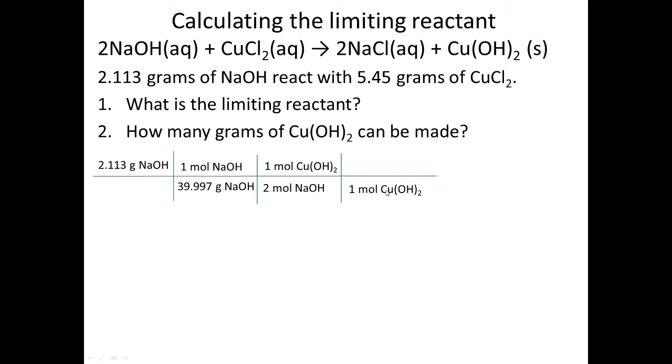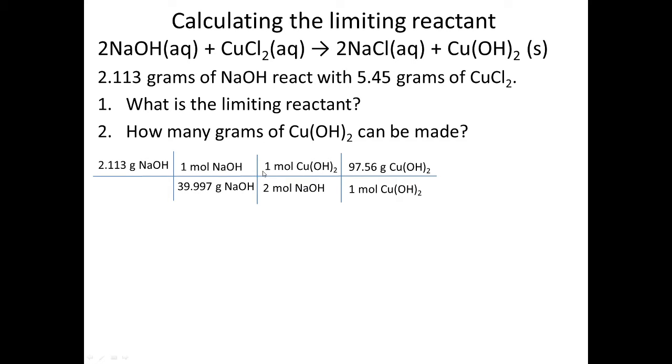I added up the molar mass of 1 copper, 2 oxygens, and 2 hydrogens, and I got 97.56 grams of copper hydroxide in 1 mole. So I'm going to go through and do the whole calculation. Take my 2.113 grams, multiply by 1, nothing happens, you still have the same number. Then I divide by 39.997, I hit equals in my calculator.